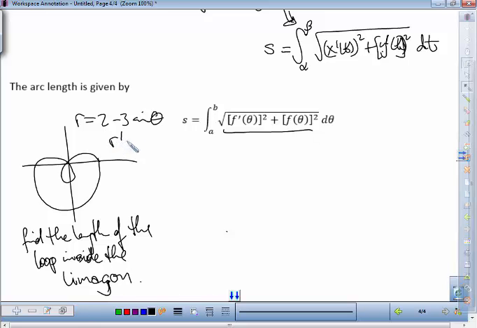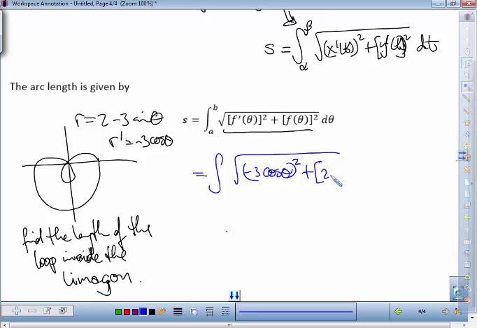So r prime is equal to minus 3 cosine theta. And so to set this integral up, we're going to have minus 3 cosine theta, and go ahead and square that, plus 2 minus 3 sine theta that we have to square, d theta.